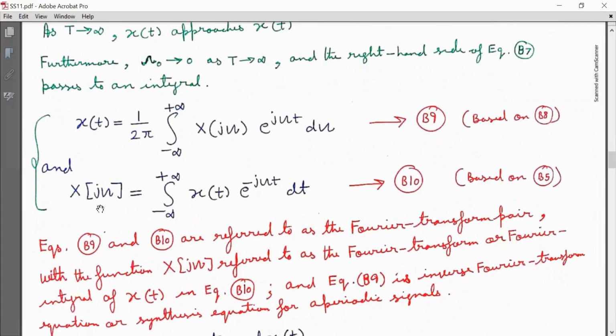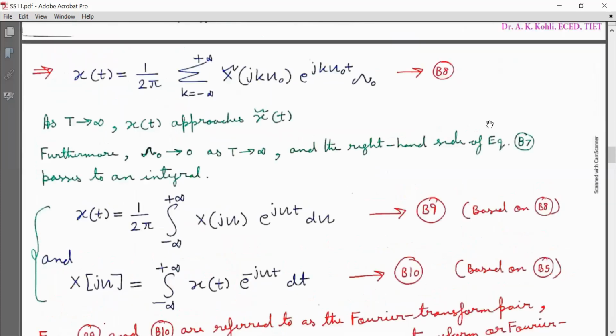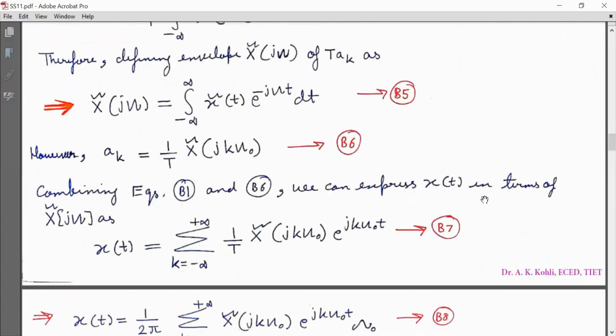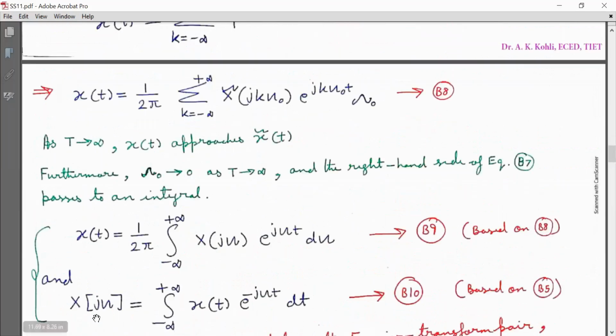Similarly, capital X(jω) is equal to the integration from minus infinity to infinity of x(t) e raised to the power minus jΩt dt. Mark it as equation B10. This is based on equation B5. Look at this equation B5. So capital X(jω) is equal to the integration from minus infinity to infinity of x(t) e raised to the power minus jΩt dt. That is equation B10, which is based on equation B5.